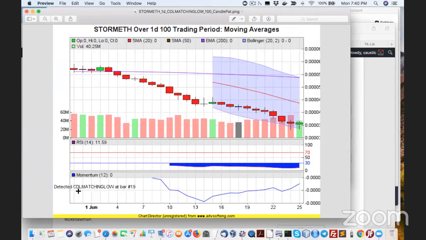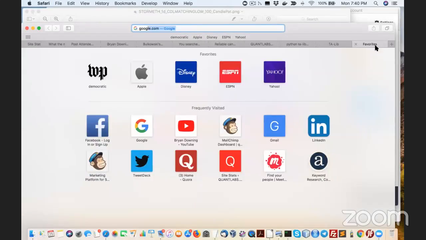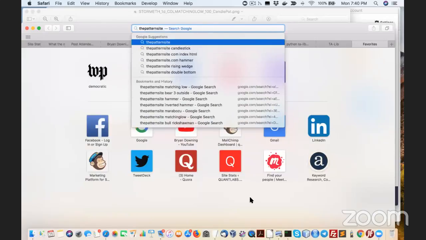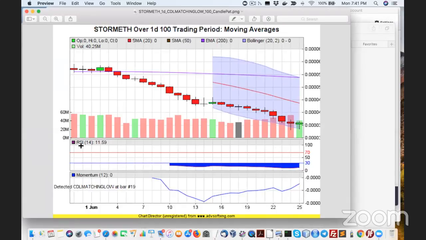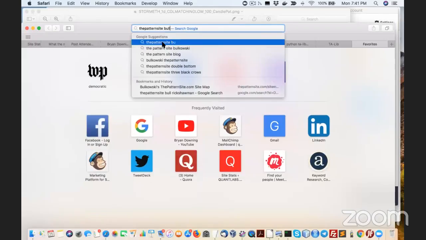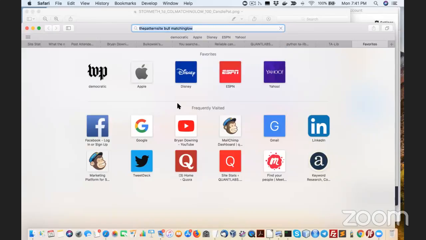So if I look at this matching low description in the pattern site, so if I go to the pattern site, I need to make sure we've got the right bull or bear. In our case, this is a positive, so that's considered to be a bullish candle. So it's a bull, and the name of it was a matching low.